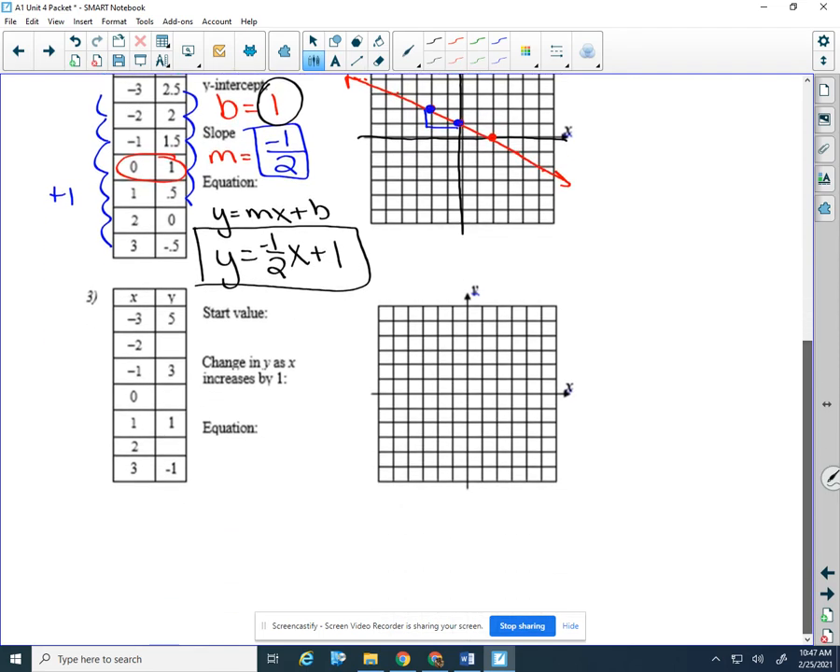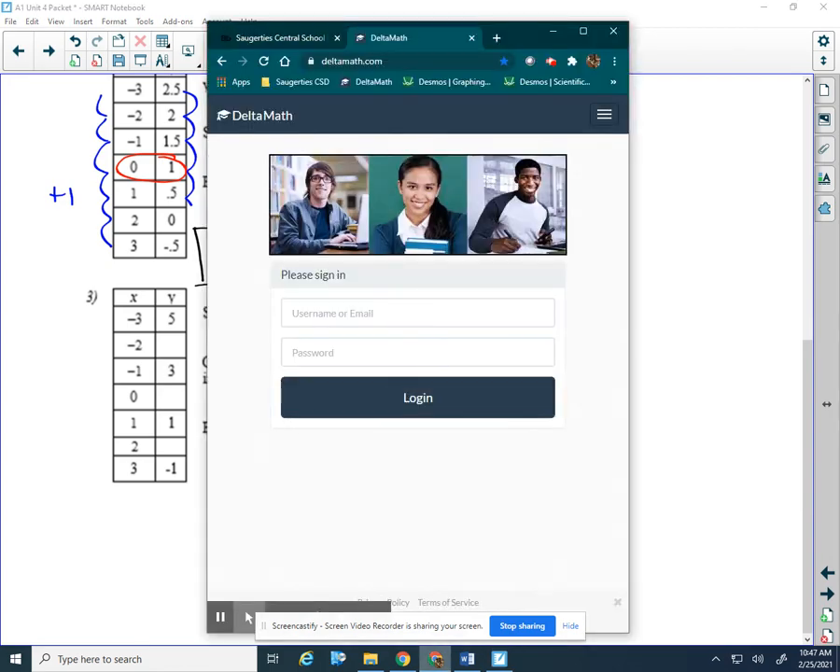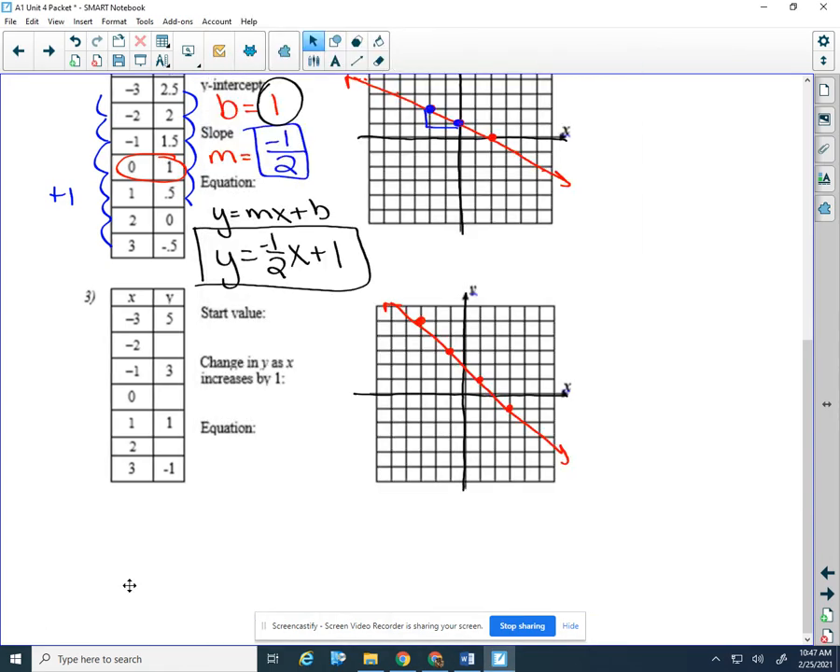Okay, number 3. I'm going to pause my video and plot points. Okay, so I plotted the points they gave me. Now you can use your number sense if you want to fill in the table, but what I'm going to do is just look at my graph.